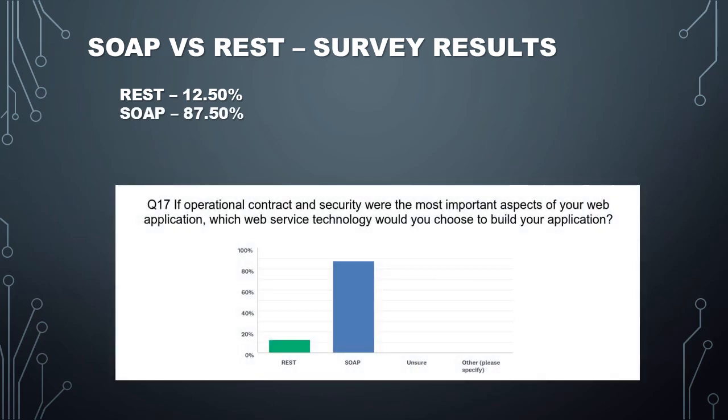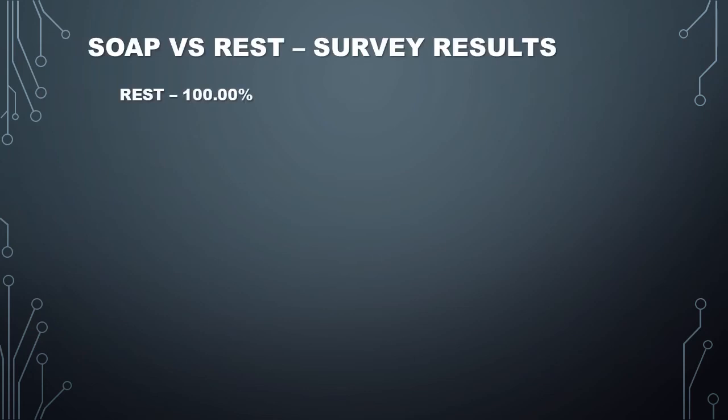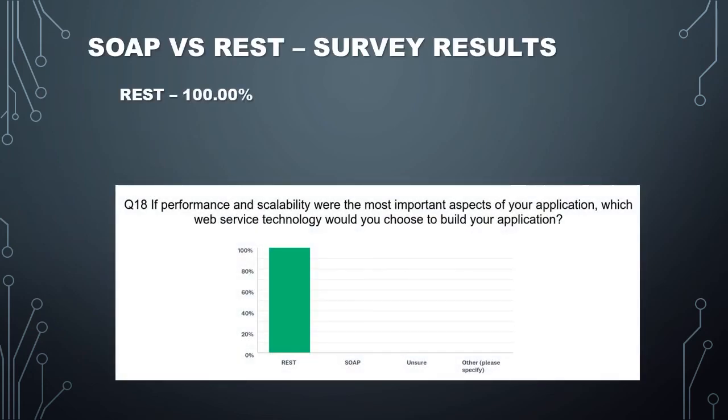If operational contract and security were the most important aspects of your web application, which web service technology would you choose to build your application? And as we talked about earlier with the WSDL, SOAP employs a contract and has built-in security, so most people chose SOAP. If performance and scalability were the most important aspects of your application, which web service technology would you choose to build your application? And most people chose, well, everybody chose REST.